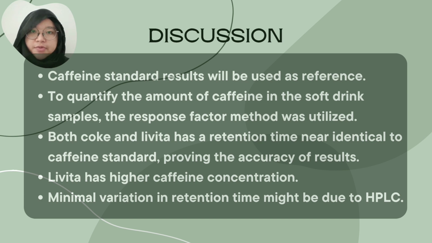These results prove that the HPLC method effectively and accurately separates caffeine from other components in the soft drinks, as the retention time of caffeine for all samples were almost identical. The small variation in retention time might be due to potential minor differences in the column packing or mobile phase composition of the HPLC.